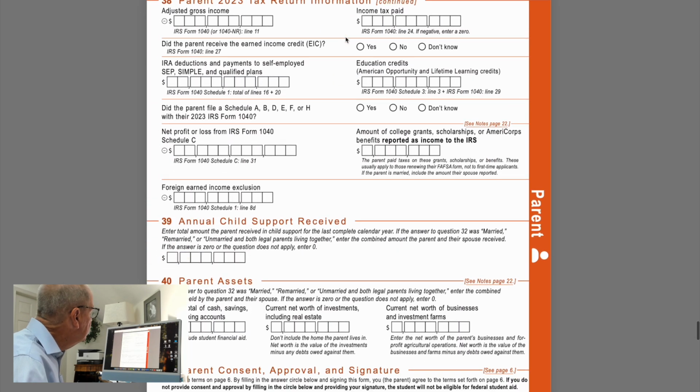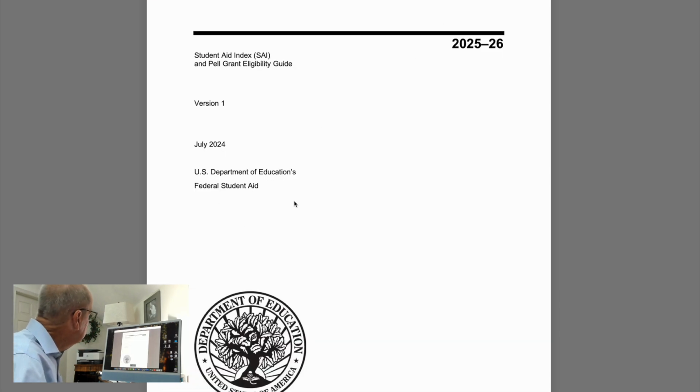On page 17 of the paper FAFSA, and you have access to these here, what is your AGI? It comes off your tax return here, and they want you to enter the IRA deductions and payments to self-employed SEP, SIMPLEs, qualified plans, 401ks, 403bs. So at this point, you're curious and like, okay, if it's not counted, why are they asking for this information? So if you go to a different source, this is the Federal Student Aid and Pell Grant Eligibility Guide, how the SAI is calculated.